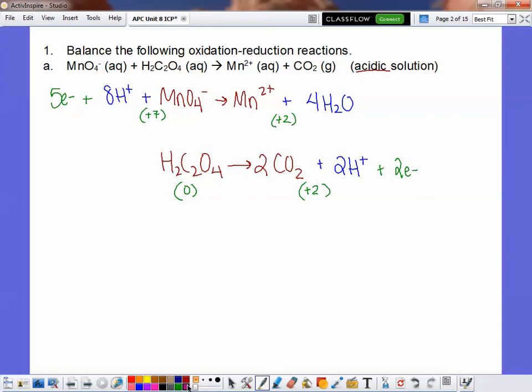All right, now that I've balanced the charge for each half reaction, we need to make the electrons match for each half reaction. The electrons that are being lost by one half reaction need to be the same number gained by the other half. So, how do I make the electrons equal?